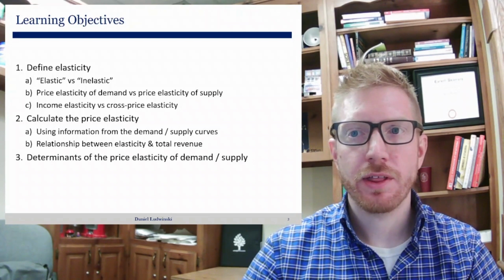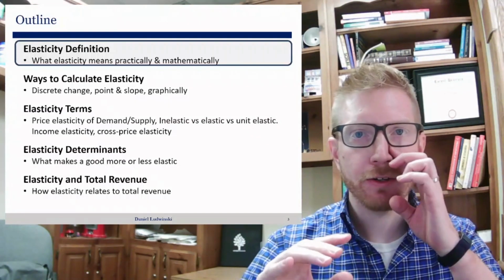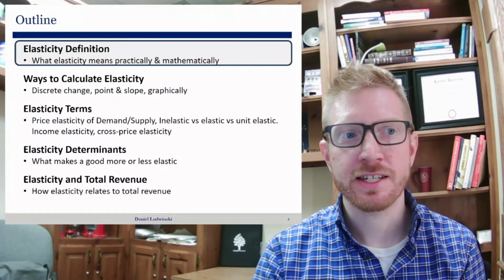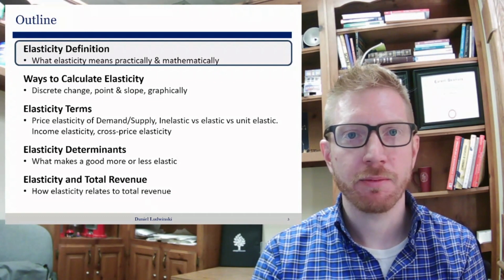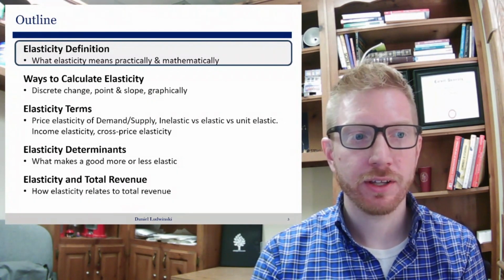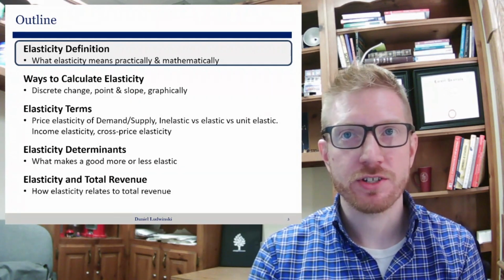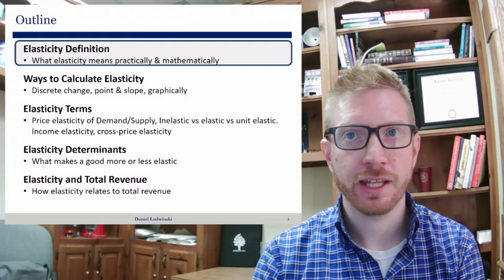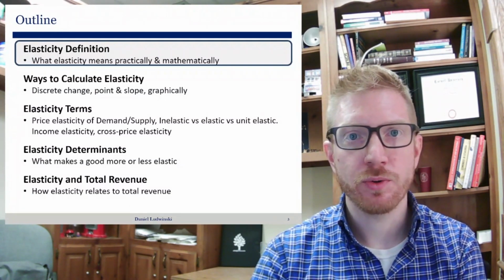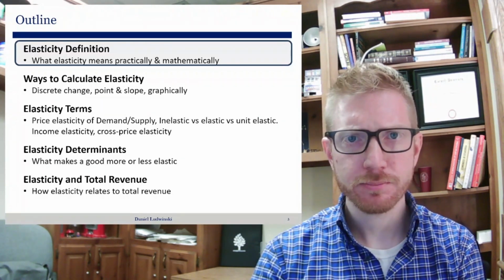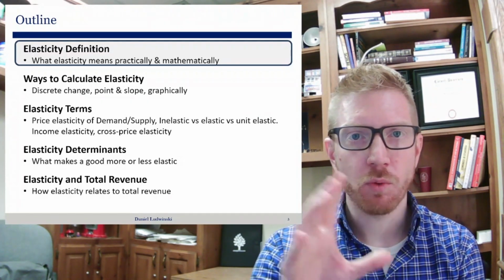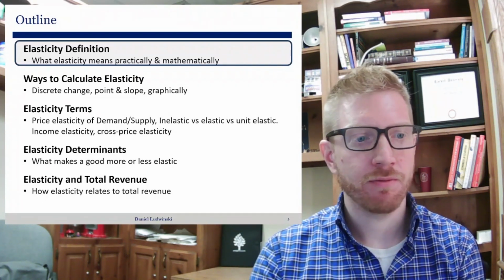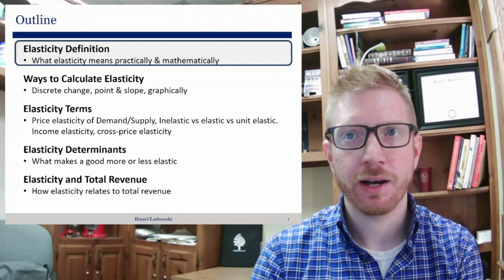In terms of the lectures, the outline, what I'm going to do in this first lecture is mainly be focused on the definition of elasticity, what it means both practically and mathematically. Then we'll talk about how to calculate it, and different ways to do that. I'll then introduce different terms around elasticity and what they mean before moving into a mini lecture on the determinants in terms of what makes a particular good or category of goods more or less elastic. And then finally, we'll close with talking about how it relates to total revenue.